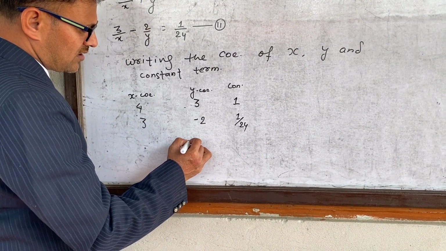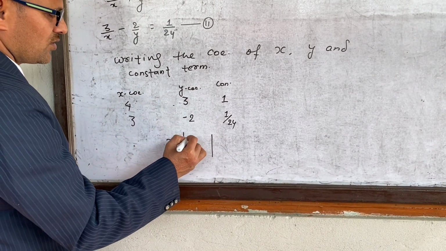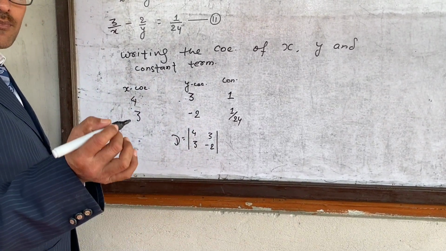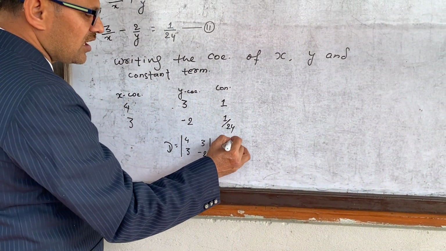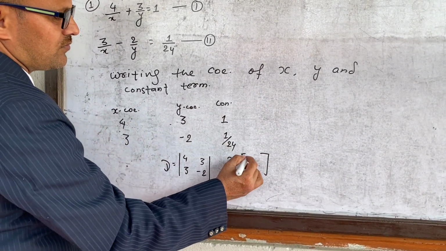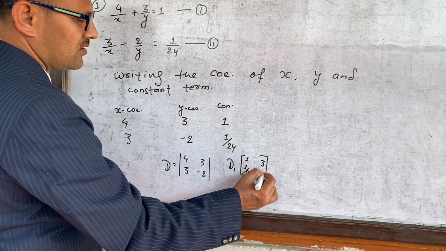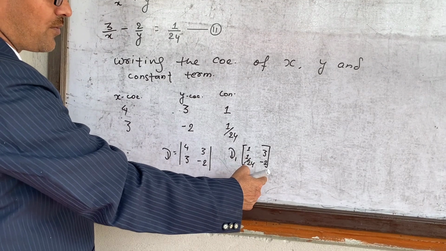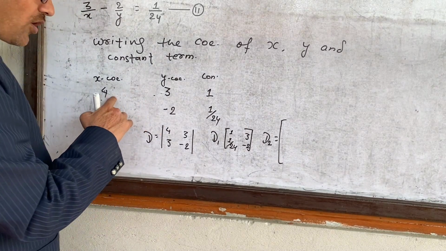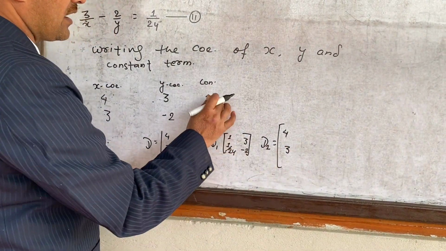For D, first you take the determinant of the x coefficient and y coefficient: 4, 3, 3 and -2. And for D1 you take the constant term and y coefficient. For D2, take the x coefficient and constant: 4, 3 and the constant.